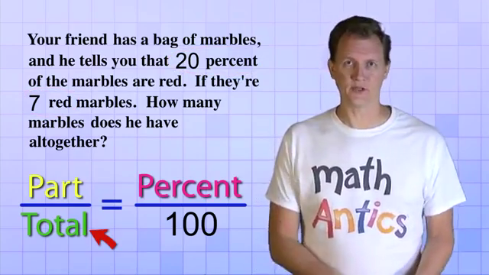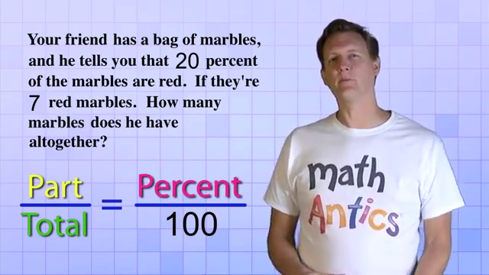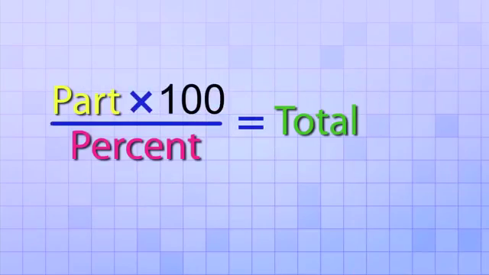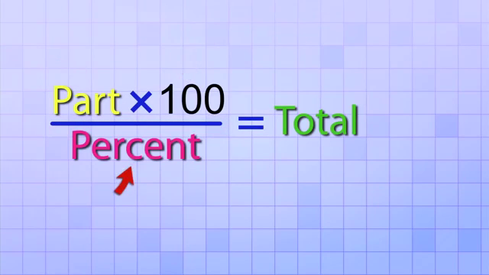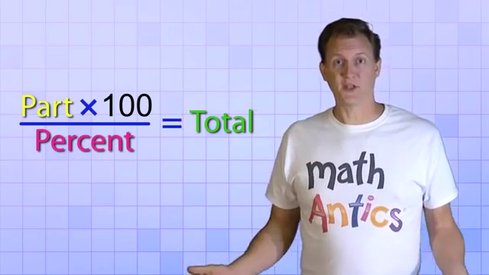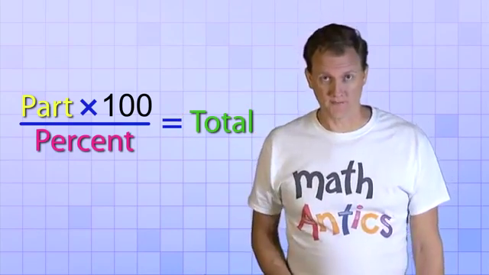Well, using a little algebra, which you don't need to know how to do right here, we can rearrange our percent equation like this. What this new form of the equation tells us is that if we take the part and multiply it by 100, and then we divide that by the percent, we'll get the total. That seems simple enough. It's just 2 steps. Let's try it out on our word problem about the marbles.